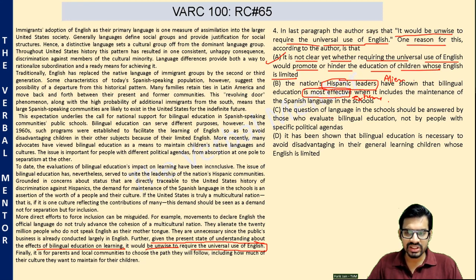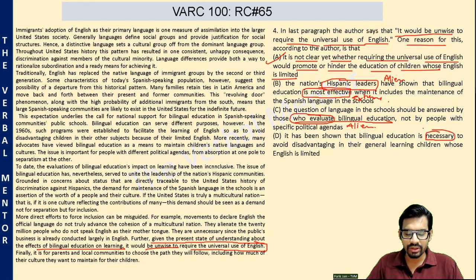One reason the author says it would be unwise to require the universal use of English is that the question of language in the schools should be answered by those who evaluate bilingual education. The author has not talked about these researchers or scholars anywhere who evaluate bilingual education. Alien idea. One reason he recommends that universal use of English should be avoided is that it has been shown that bilingual education is necessary to avoid disadvantaging the learning of children whose English is limited.